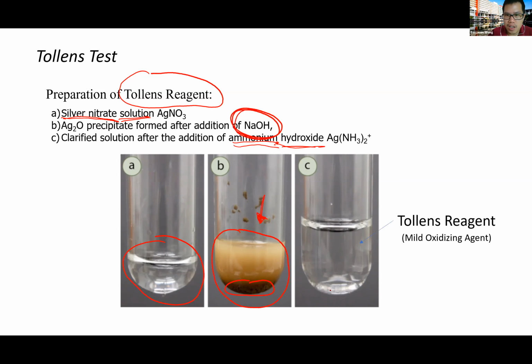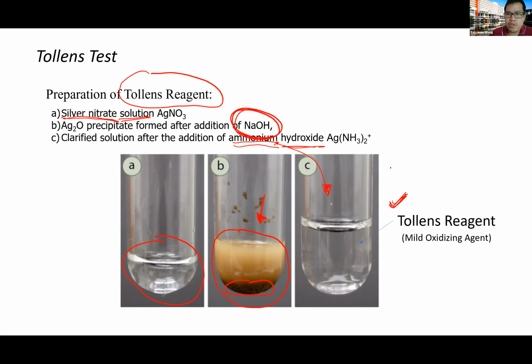In case you add until you still see a bit of precipitate down there, a lot of students will ask me, sir, is this okay already? Then I see it still has precipitate. Okay, you need to add more. You need to add sufficient ammonia solution until the whole solution turns clear, without any of the precipitate. Then you'll be able to do the Tollens test.